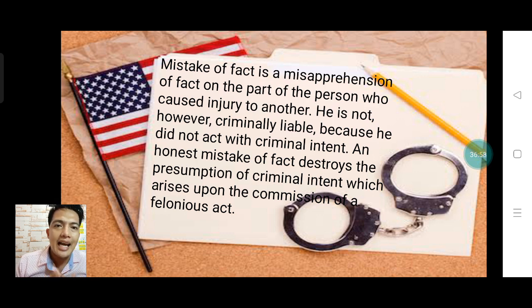Therefore, lain ang kaso ni U.S. versus Atsong og ni People versus Oanis. On the case of People versus Atsong, mistake of fact is applicable. However, on the case of People versus Oanis, the mistake of fact is not applicable, because there was negligence in serving the warrant of arrest.